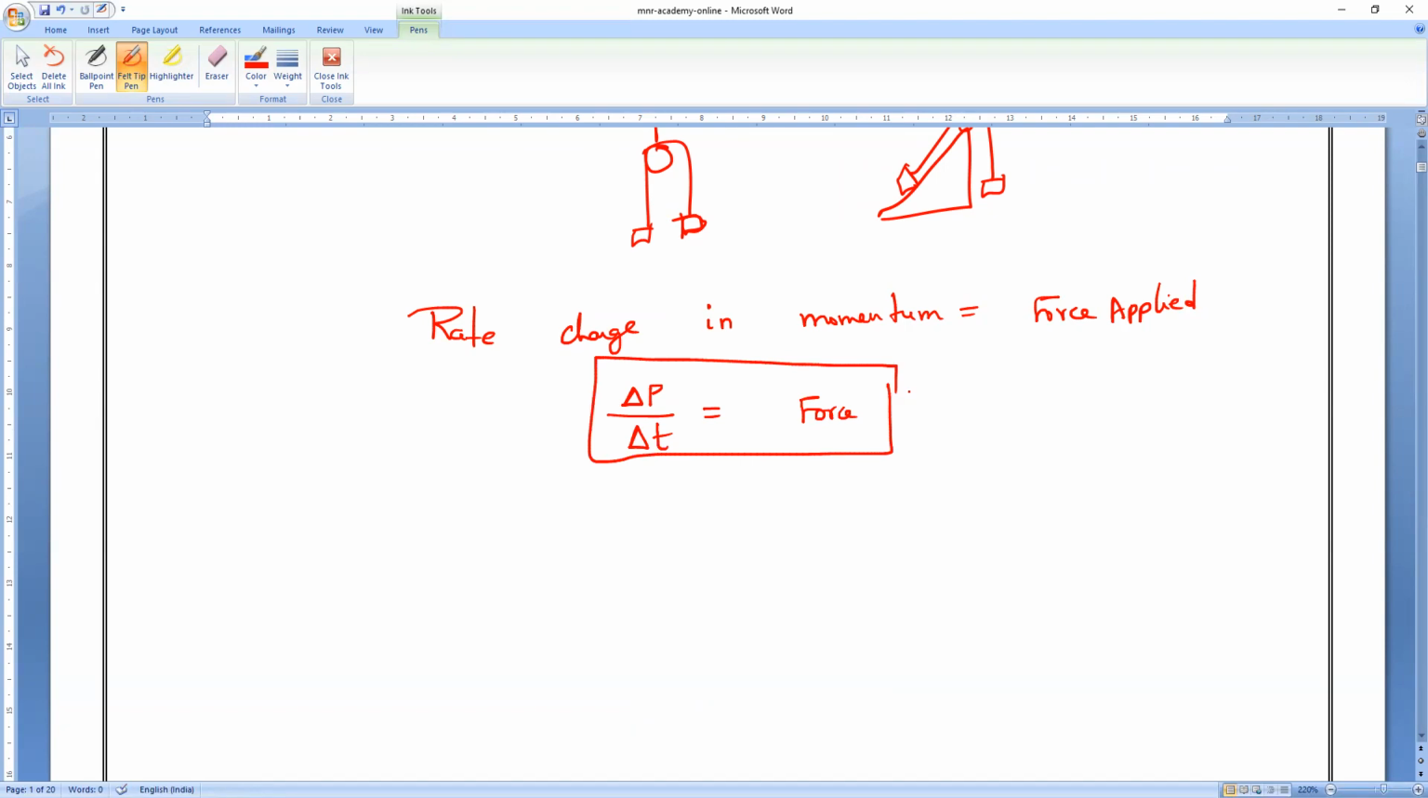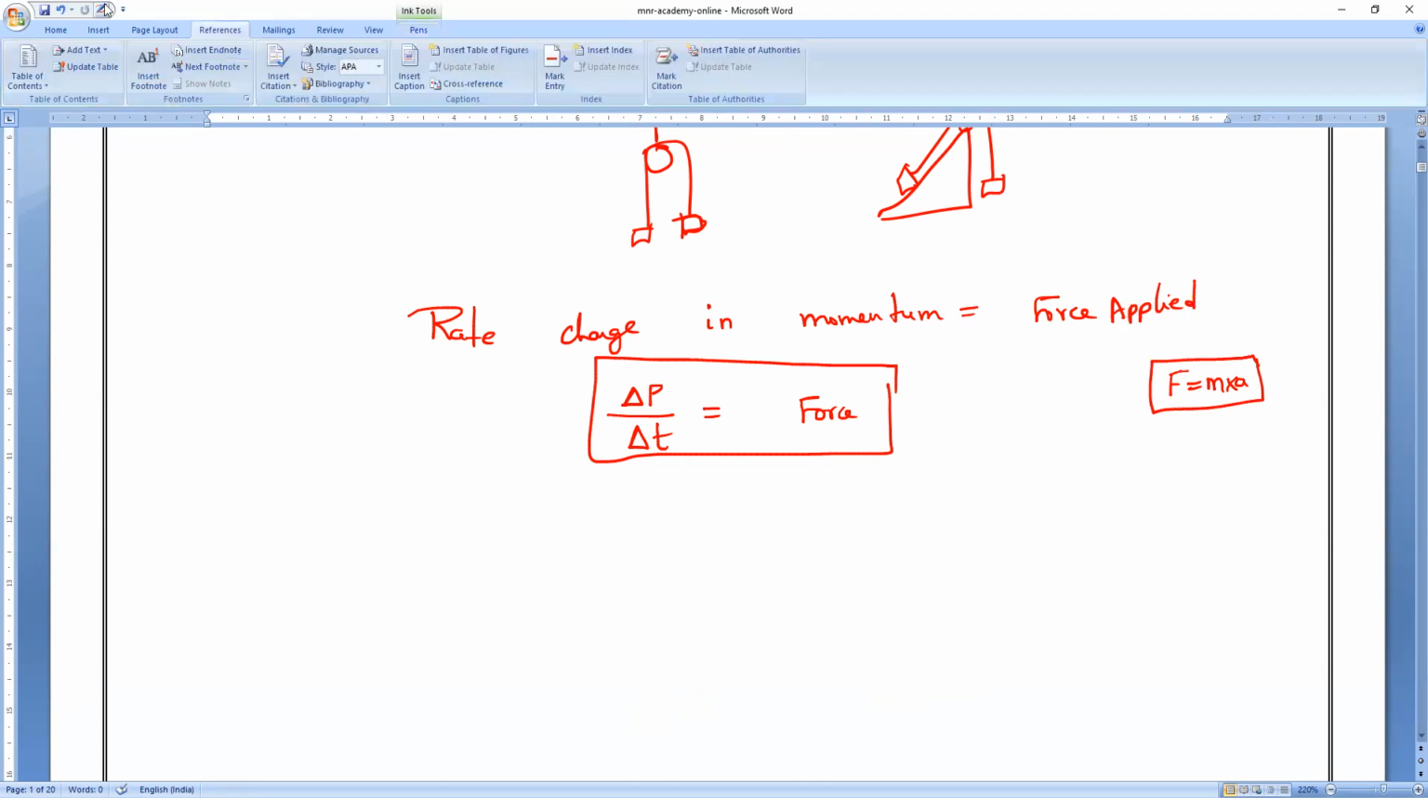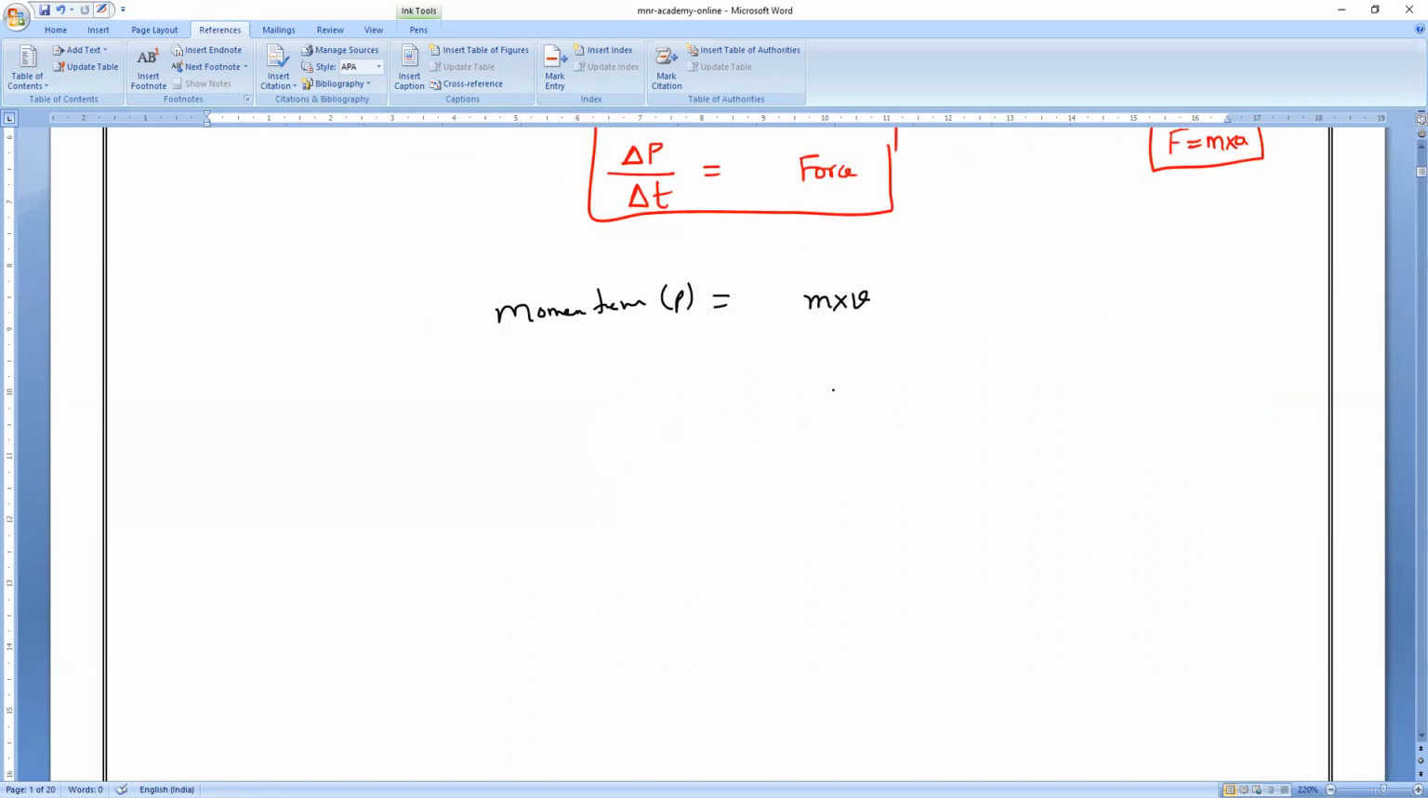Of course, we will study many things. But the standard equation of Newton's second law, which we all know, what is that? F is equal to everybody, F is equal to m into a. Okay, now as we all know momentum, what is the formula? Momentum P is equal to mass into velocity.